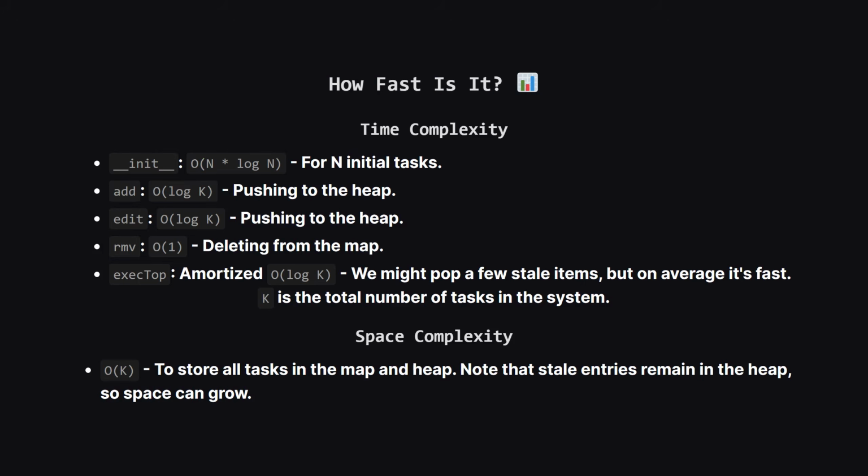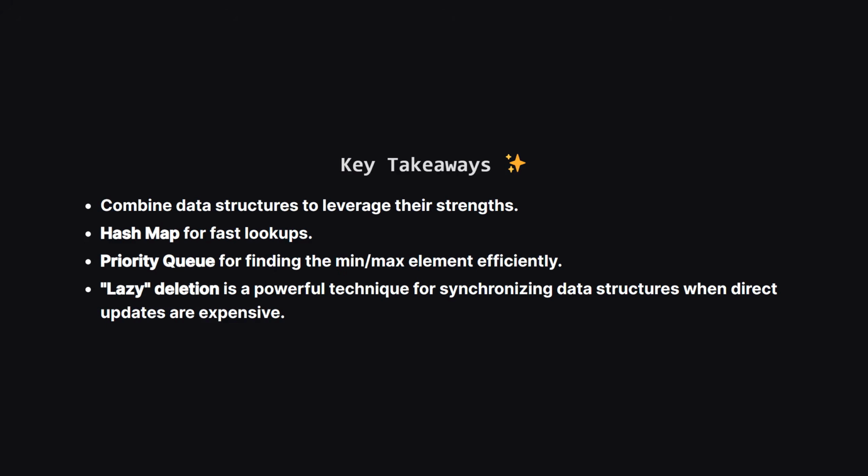So how efficient is this design? Adding and editing are very fast, taking logarithmic time because of the heap push. Removing is constant time, which is fantastic. The execTop operation is also logarithmic on average. While in a worst-case scenario we might have to pop several stale entries, over many operations, the cost is spread out. For space, we need to store information for every task, so the space grows linearly with the number of tasks we manage.